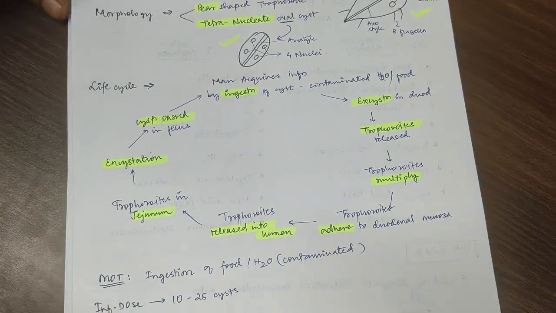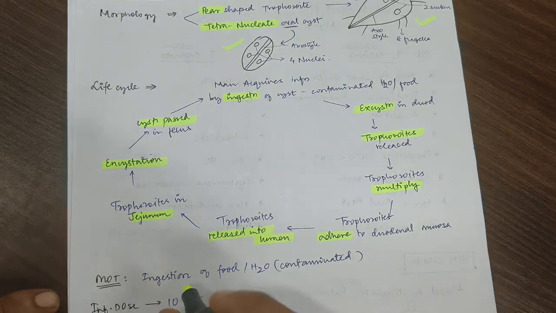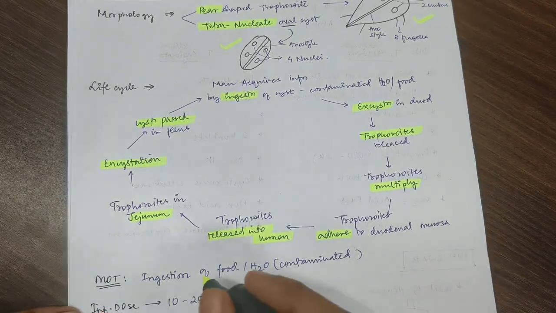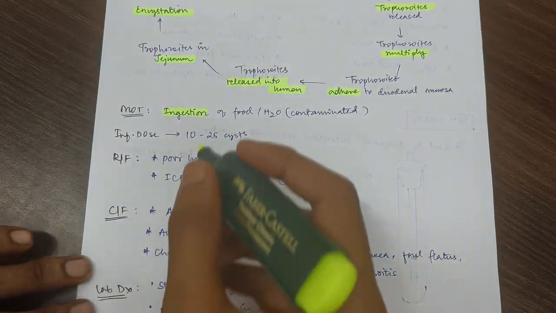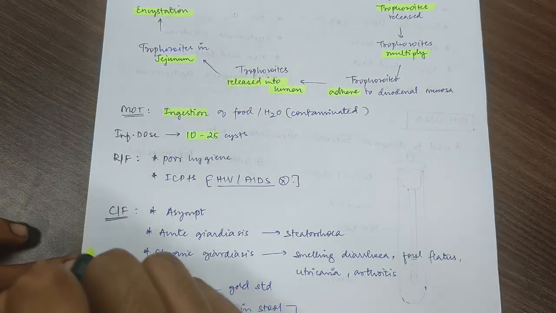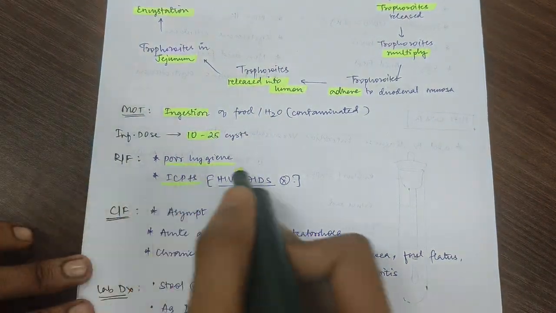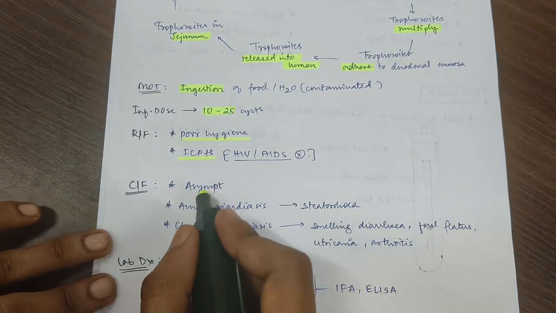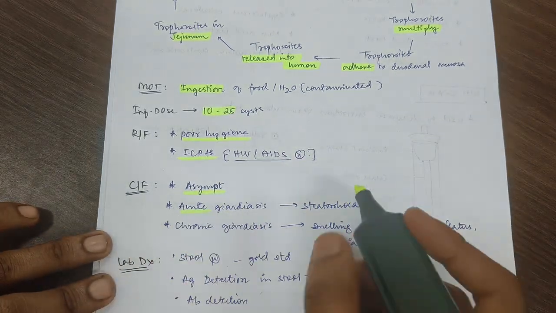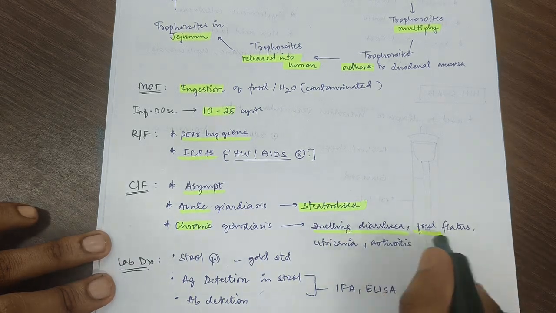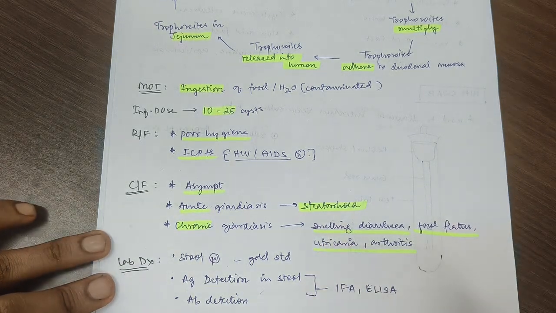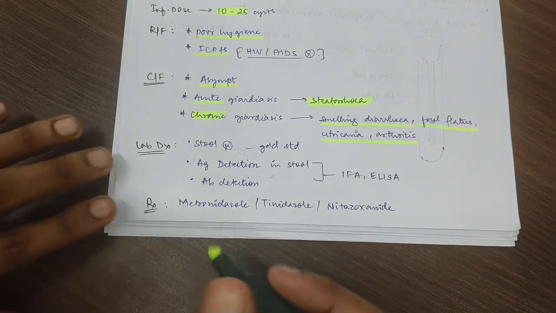So the mode of transmission is ingestion. Infective dose is 10 to 25 cysts. Risk factors are poor hygiene and immunocompromised patients. Clinical features: it is asymptomatic most of the time. If it is acute, you are going to see steatorrhea. If it is chronic, you are going to see smelly diarrhea, foul flatus, and enteric arthritis is seen as a part of late complications.